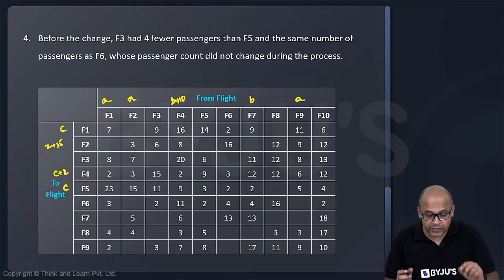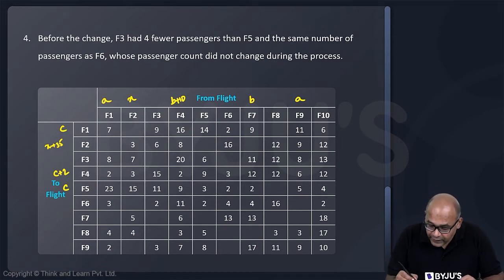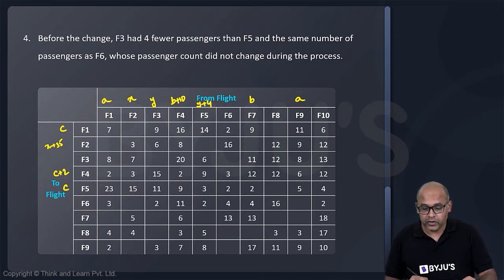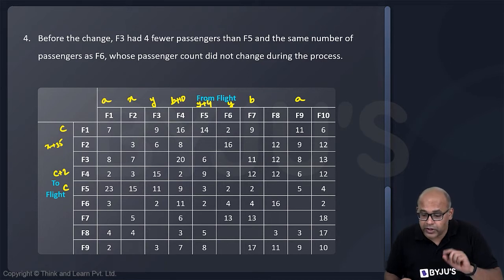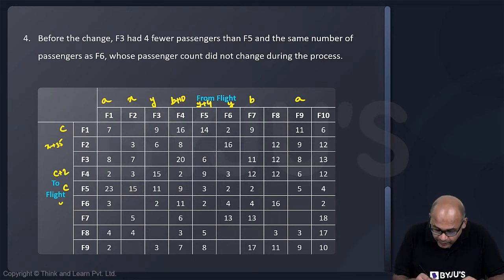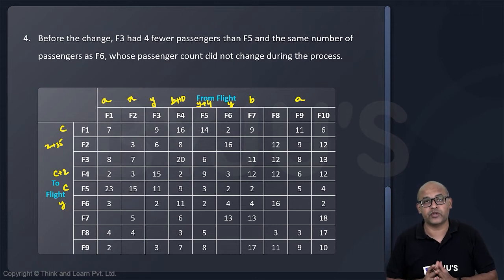Now the fourth point says, before the change, F3 had 4 fewer passengers than F5. So if I take F3 as Y, then F5 should be Y plus 4. F3 is 4 fewer, which means F5 is 4 more. And the same number of passengers as F6: F3 had the same number of passengers as F6, so this is also Y. F6's passenger count did not change during the process, so F6 is the same before and after. So this is the entire information captured.